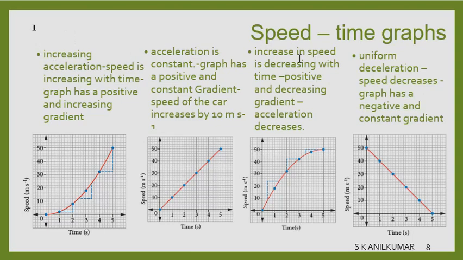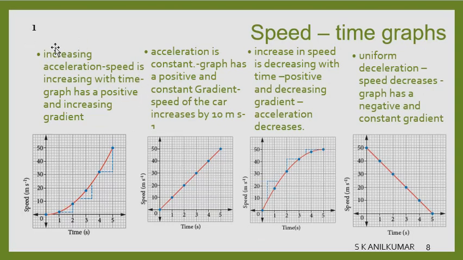Now, increase in speed is decreasing. Increase in speed is increasing here. Positive and increasing. Increase in speed is decreasing. That means what? It is positive and decreasing gradient. The graph has a decreasing gradient. Here the graph has an increasing gradient. Here the graph has a decreasing gradient. But both are positive. Why are both positive?